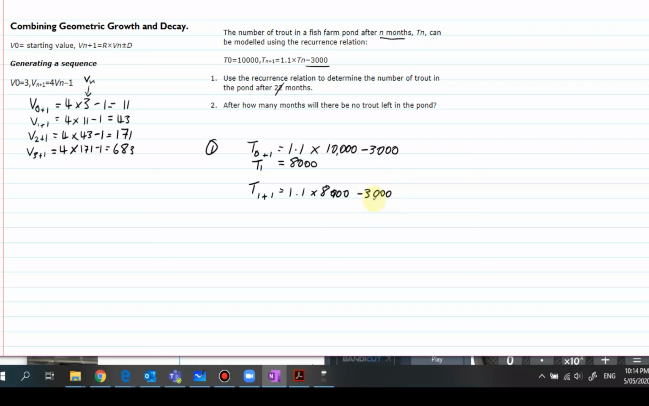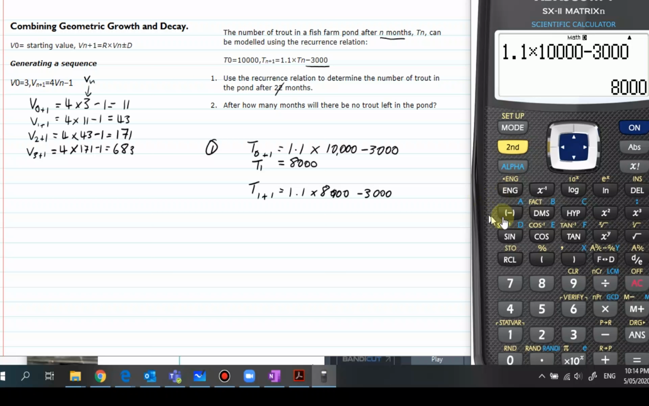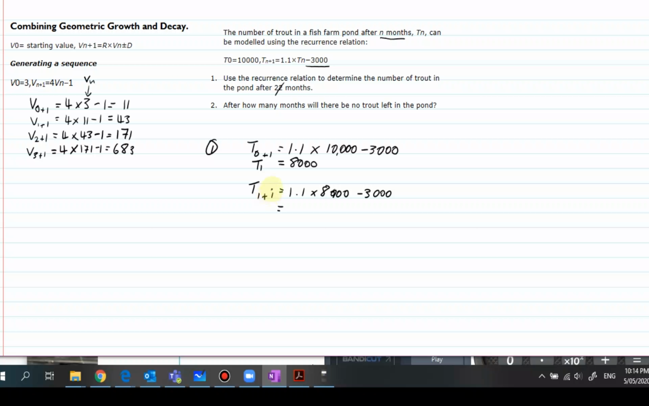Hopefully we can see what's going to happen here. We're going to get our population dropping again. So I can just multiply that by 1.1 and subtract 3,000 from it. Because of our order of operations, the calculator will always do that in the right order. So it'll multiply your 8,000, which was our last answer, and then take the 3,000. After 2 months, our trout farm population is down to 5,800 fish.